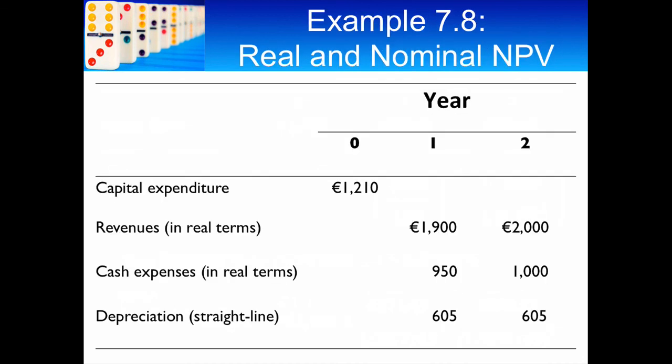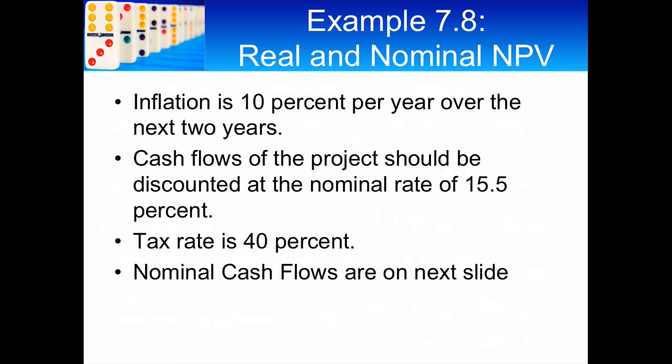This is a bit more of a complex analysis. What we've got is the capital expenditure, and then we have revenues, and these are all in real terms. So these are real cash flows. We have the cash expenses, and then we have depreciation. So we're told that inflation is 10% per year. The nominal rate is 15.5%, the tax rate is 40%. So what we're going to do is, as long as we're consistent that we discount nominal cash flows with the nominal discount rate, then it's fine.